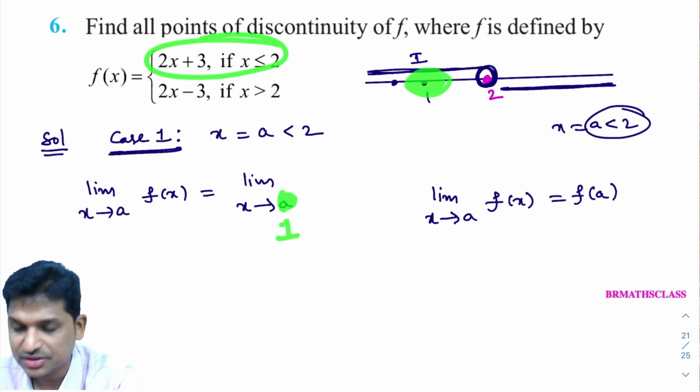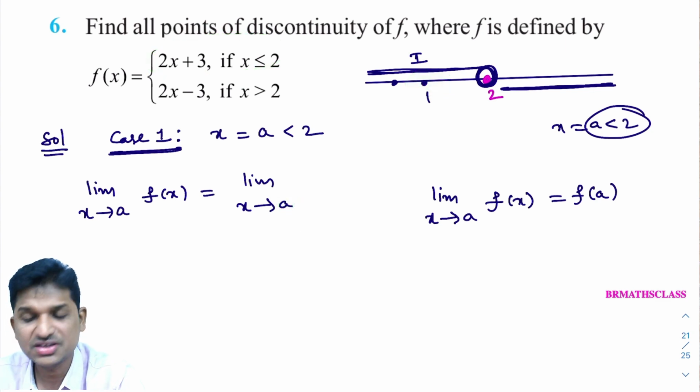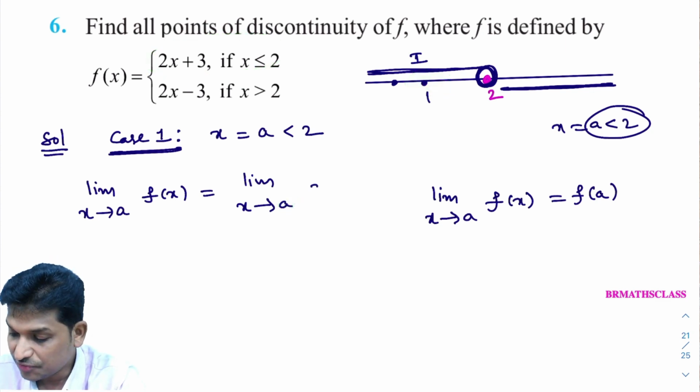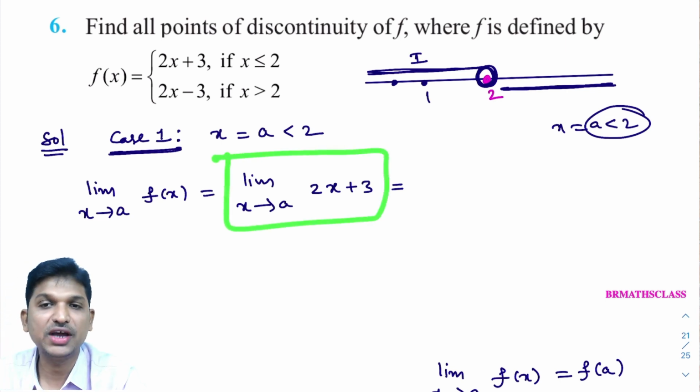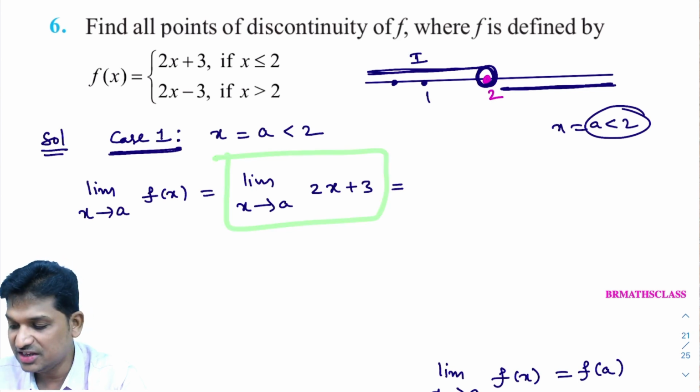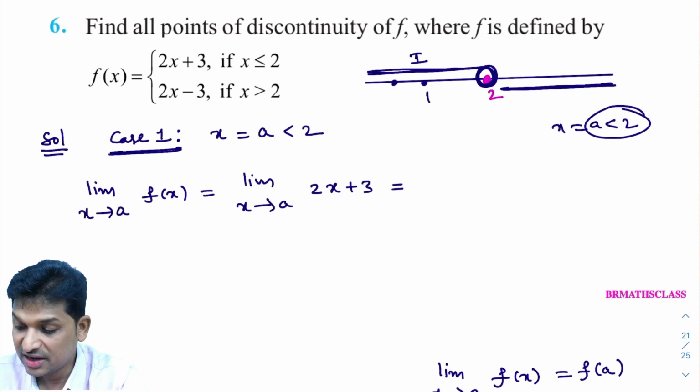So which function to choose? The first function, f of x is 2x plus 3. Now what do I need to do? I need to calculate this limit. How to calculate it? We do this by the direct method. In this function, wherever x is there, we'll write a.